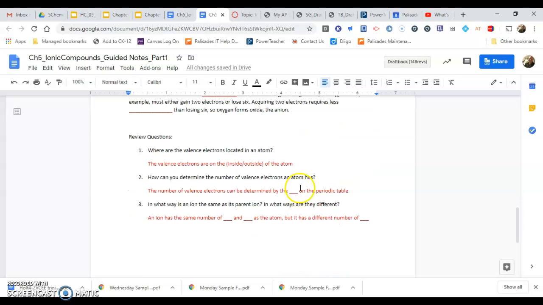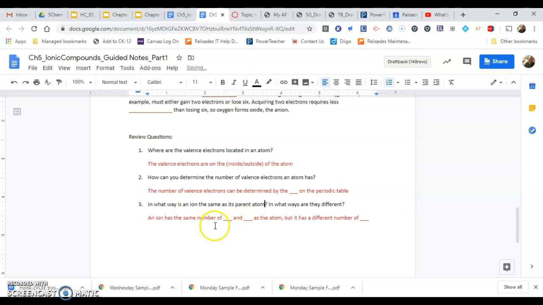And so here's some review questions. I want you to choose here whether valence electrons are in the inside or outside of the atom. The number of valence electrons can be determined by, and I want you to fill in that blank, the periodic table. And in what way is the ion the same as its parent atom? In what ways are they different?